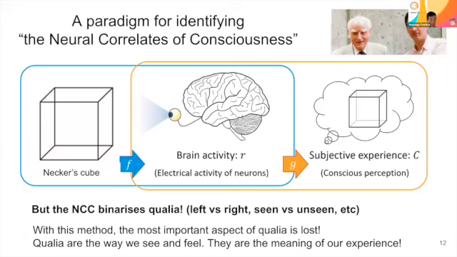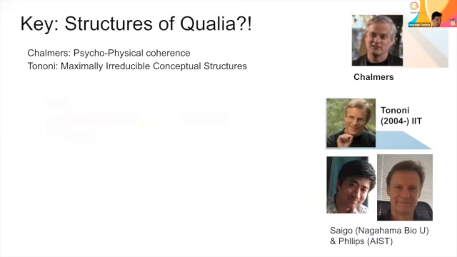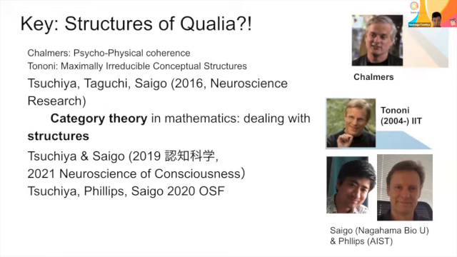That's the rationale. To understand qualia, or how we are experiencing, what we are paying attention to is the so-called structure of our experience, or qualia. This has been mentioned or implied by some prominent philosophers such as David Chalmers or Giulio Tononi. In our work, we have proposed to use a mathematical tool called category theory, which was developed to study the structure of mathematical objects.